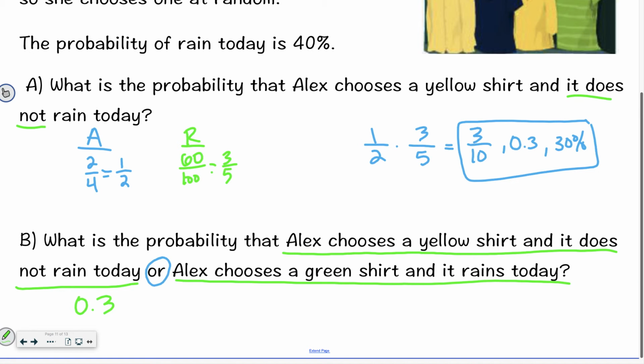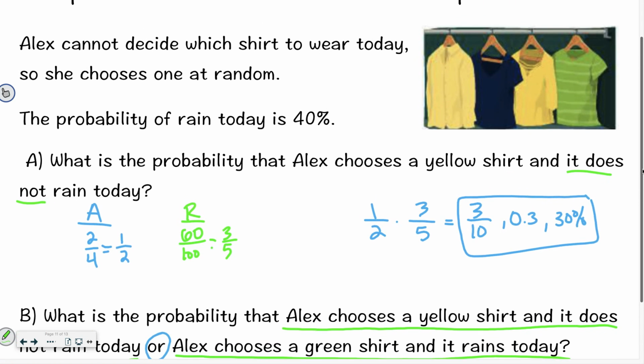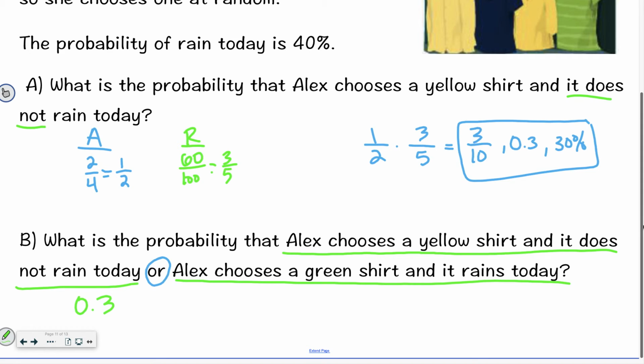There was only 1 green shirt in the closet, so I'm going to do 1 out of 4 times, because these are independent events, and it rains. The probability of it raining was 40%, which is just the same as 2/5. So if I multiply those together, I get 2/20, or 1/10, which is 0.1.